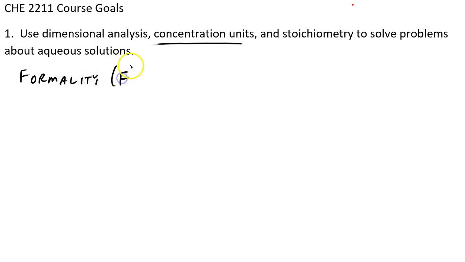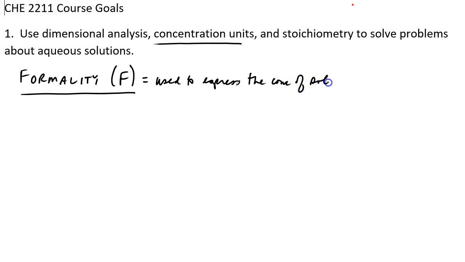Formality is usually abbreviated F, and before I tell you what it means, I'll tell you that it is used to express the concentrations of solutes that dissociate in solution. Let me write that down. So it's used to express the concentrations of solutes that dissociate in solution.